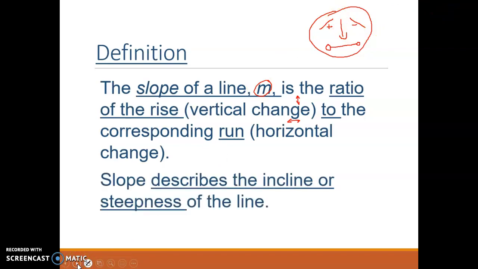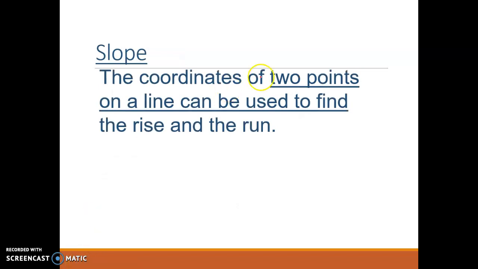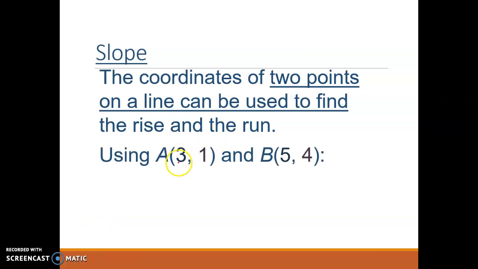Slope describes the incline or the steepness of the line. The coordinates of 2 points on a line can be used to find the rise and the run. Using points A (3, 1) and B (5, 4), we can see that our rise, the difference in our y values, went from 1 to 4, or down from 4 to 1. That's a difference of 3.